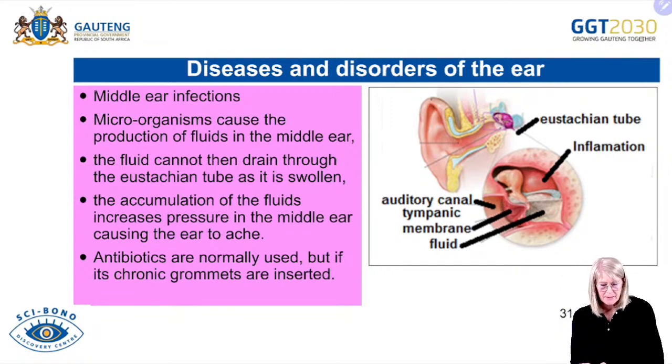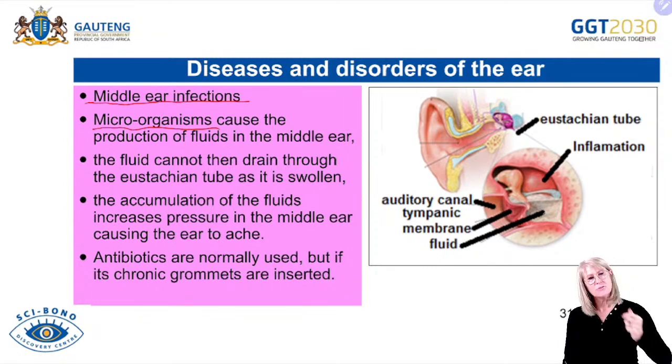The first one, we have a look here. Very often it's related to a middle ear infection. What happens is, in the middle ear, and remember we said that it's air-filled, but it has a mucous membrane that lines it. So if microorganisms, bacteria, virus, whatever, get into the middle ear, because the eustachian tube opens in the back of our throat, we can get infections that go into our middle ear.